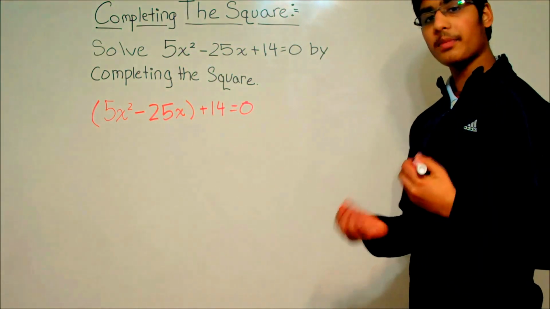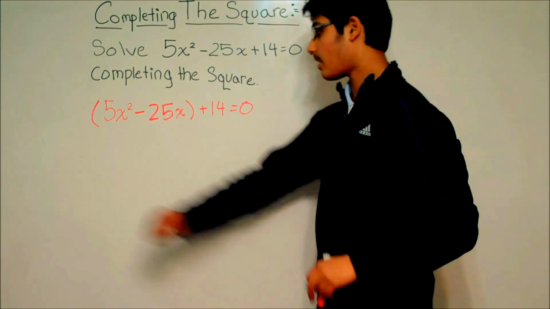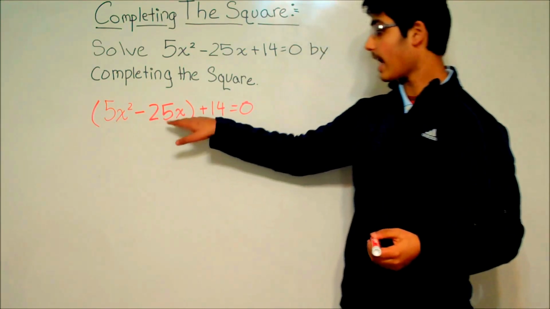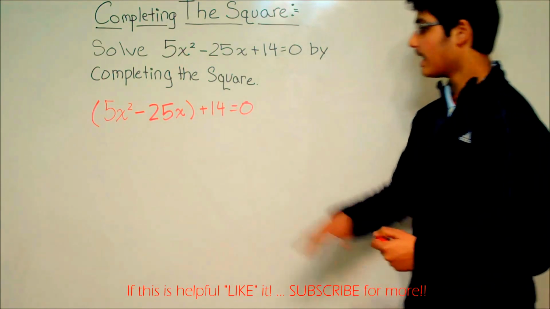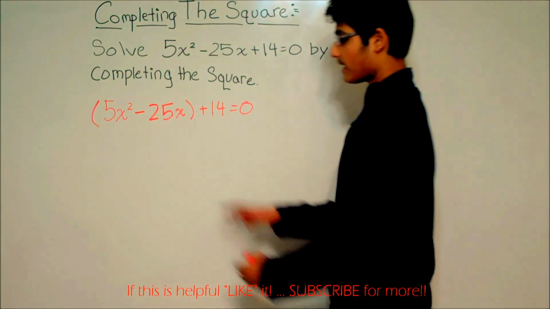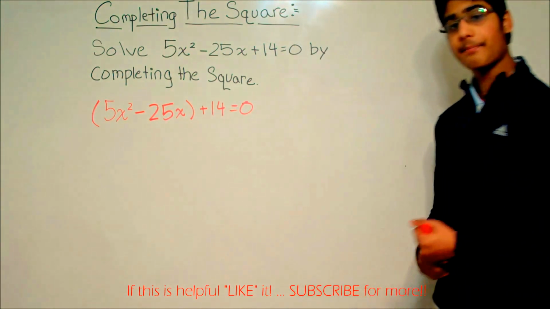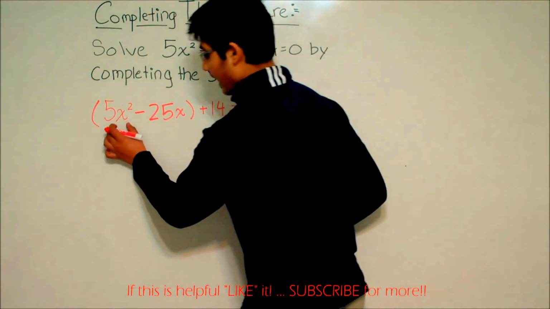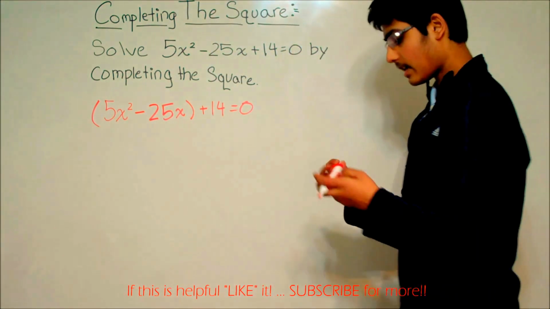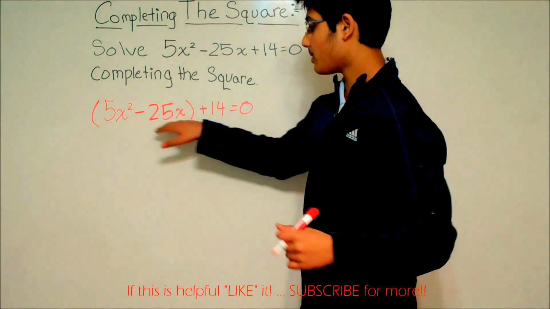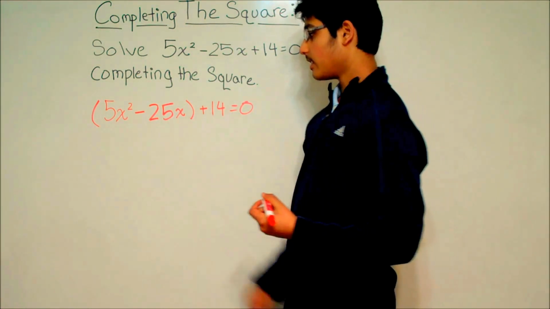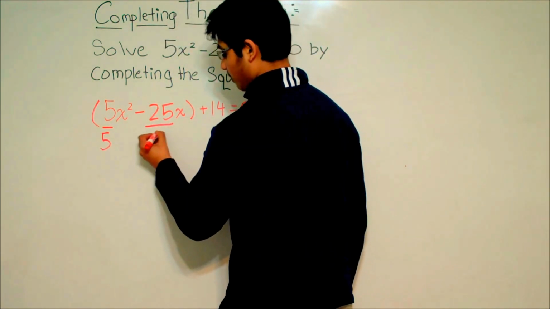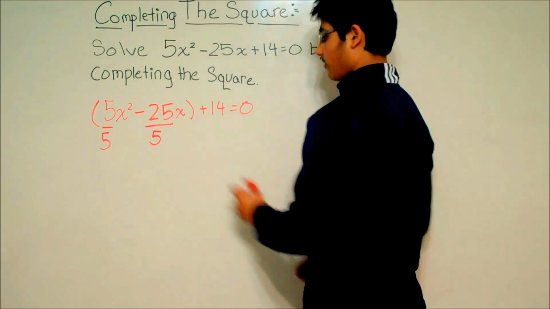Now, what completing the square means is once you break it down into these two parts, the x squared and x terms with their coefficients, and the c term, you have to make this part a perfect square trinomial. But before we do that, we have to get x squared by itself. So that means we have to divide both the a term and the b term by the a value. So divide 5 by 5 and negative 25 by 5.